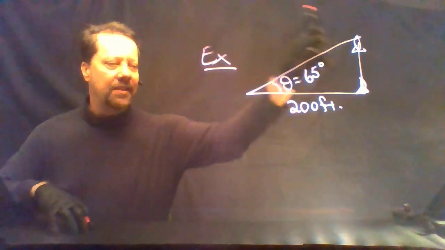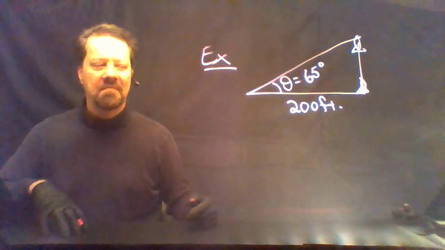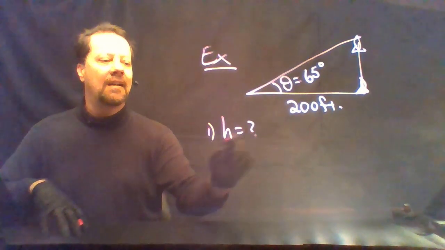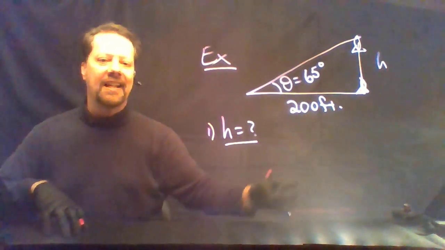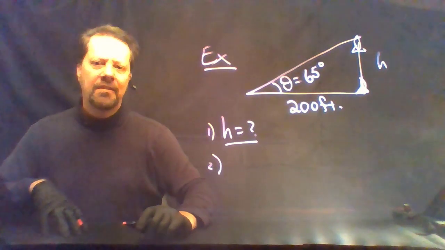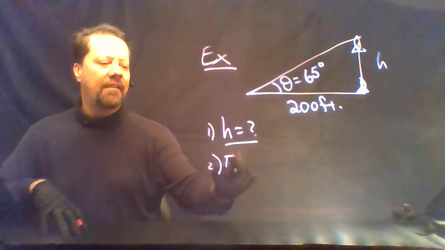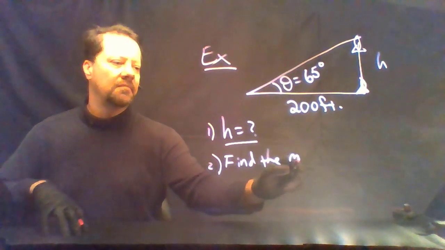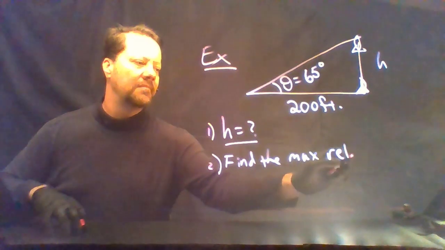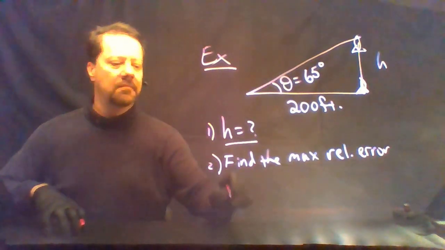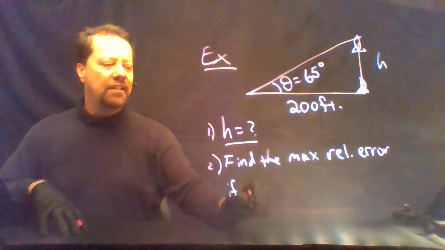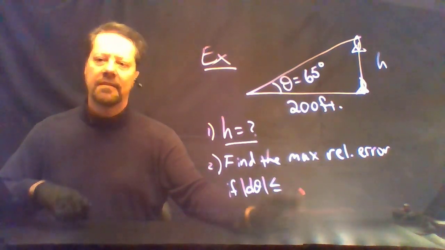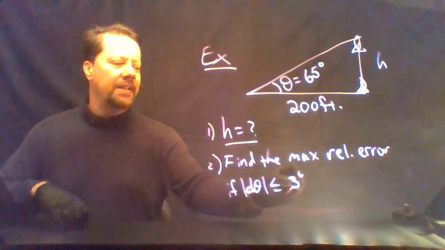We can deal with the drift as it goes up in Calculus 3. I have two questions. One, how high did the rocket go, if that's the height h? And two, find the maximum relative error if the angle measurement is to within, let's say, 3 degrees.